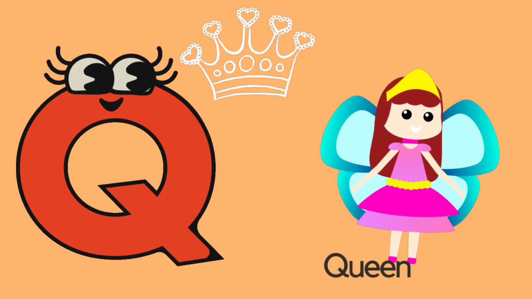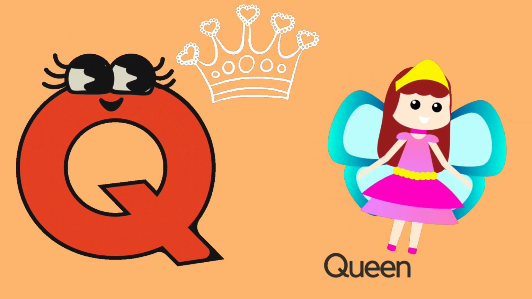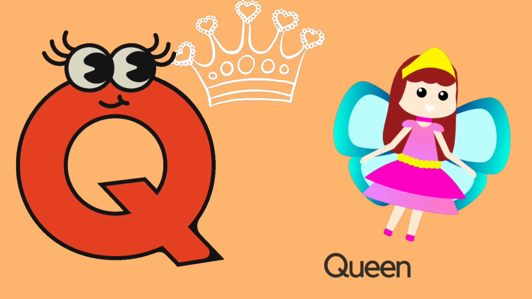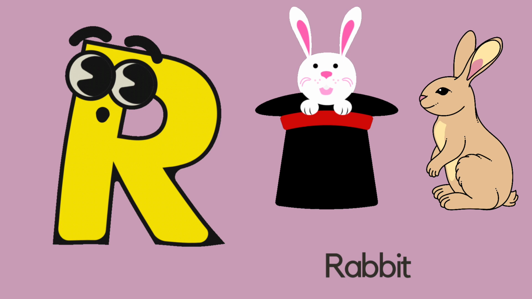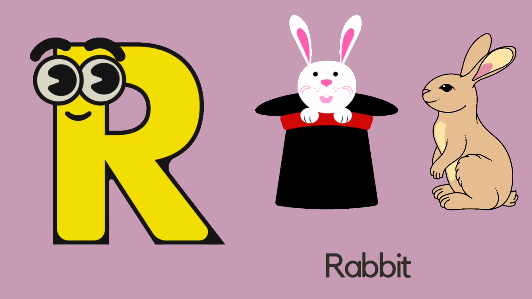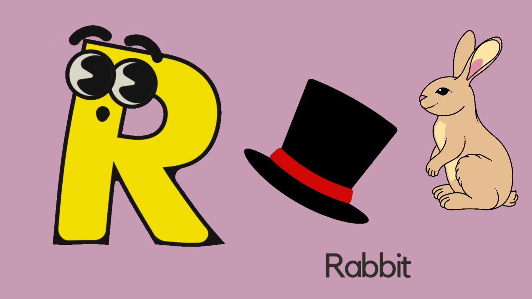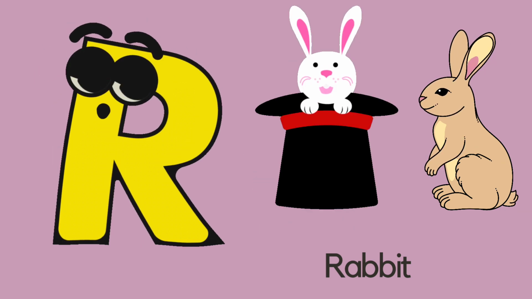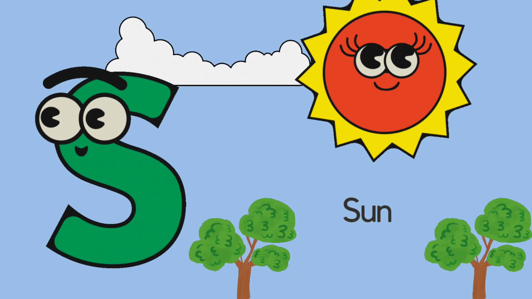Q is for queen. Can you say queen? Great. Q is for queen. R is for rabbit. Can you say rabbit? Awesome. R is for rabbit. You're doing fantastic. Let's move on.